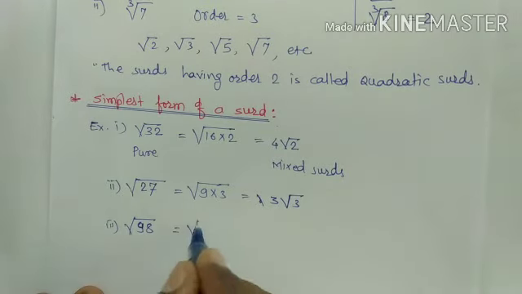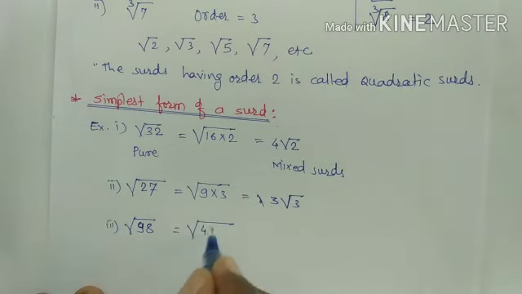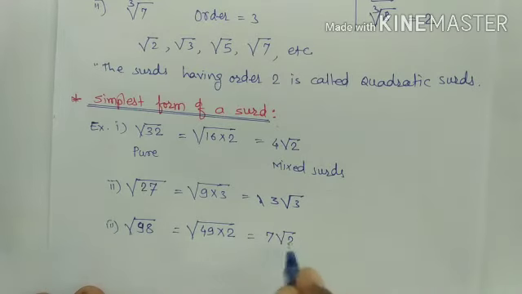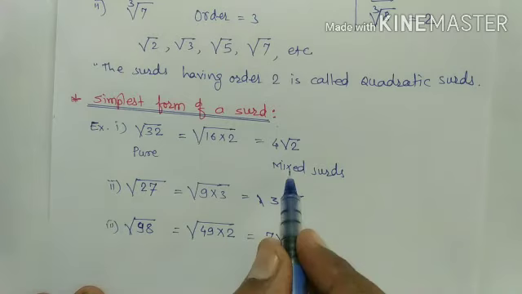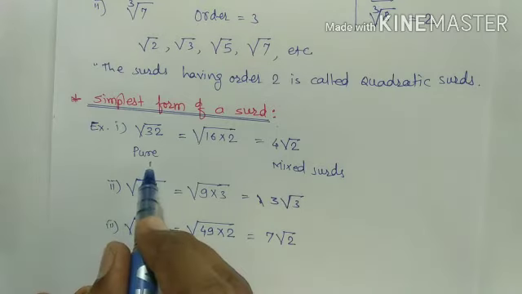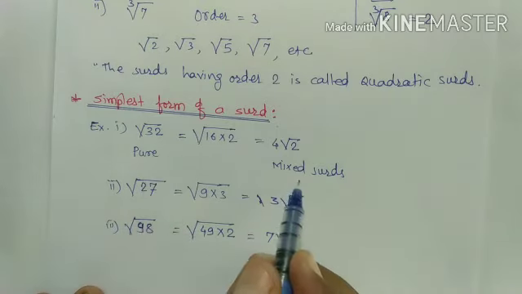When we simplify or factorize this, we get 49 into 2. This 49 is a perfect square, the square of 7. Therefore, we can write this as 7 root 2. This is the simplified form of the surd root 98. We can convert a mixed surd into a pure surd, and also a pure surd into a mixed surd.